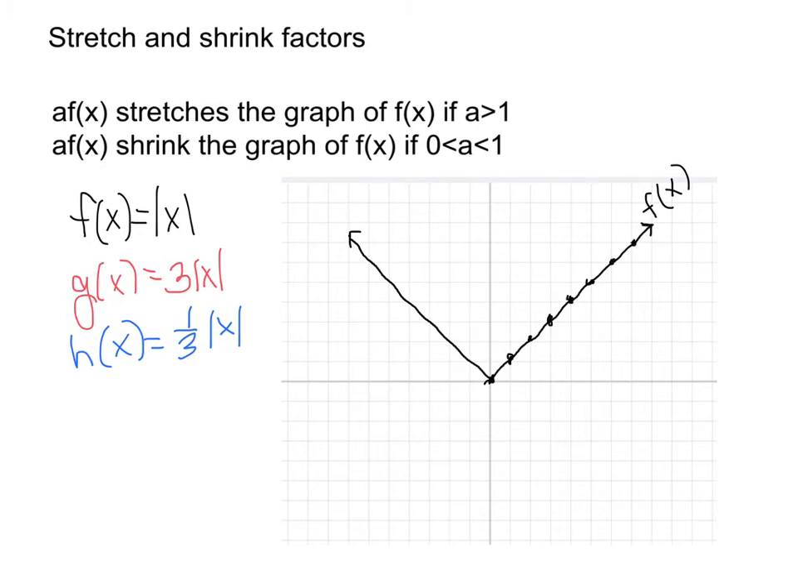So notice at x equals 0, our y value is 0. 0 times 3 is still 0. When x is 1, for the absolute value, the y value is 1, and we would multiply that by 3. That's our new point for the function g of x. When x was 2, the absolute value of 2 was 2, and then we'd have to multiply that by 3 to get g of x, which would give us 6.